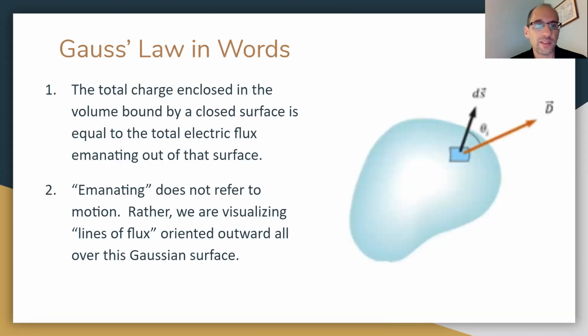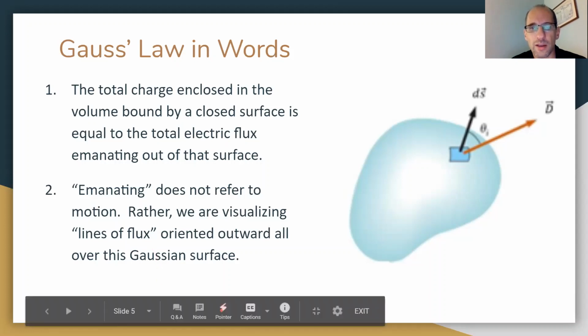So speaking of mathematics, this idea of charged particles producing fields, and those fields inducing charges on other metallic objects, can be expressed in Gauss's law. Gauss's law in words basically says that the total charge enclosed in the volume bound by a closed surface is equal to the total electric flux emanating out of that surface. And by emanating here, we don't mean that there's some kind of motion going on. What we're doing is visualizing lines of flux oriented outward all over the Gaussian surface.